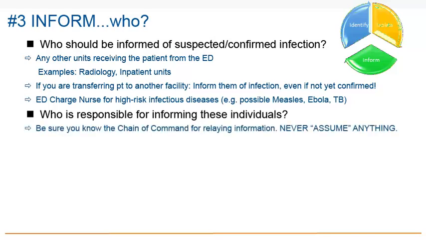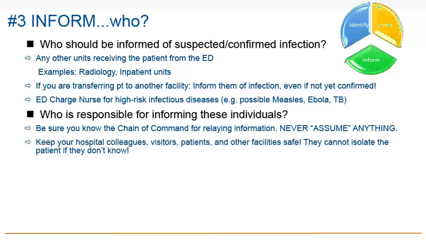Next, you need to know who is responsible for informing these individuals. Be sure you understand and know the chain of command for relaying information at your facility. Never assume anything. The goal is to keep your hospital colleagues, visitors, patients, and other facilities safe. They cannot isolate the patient if they don't know. And lastly, who else might need to be informed?